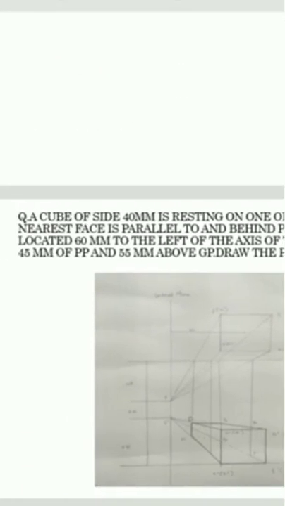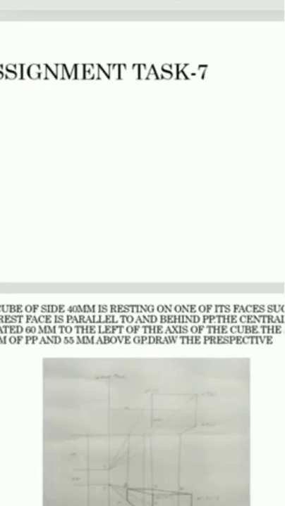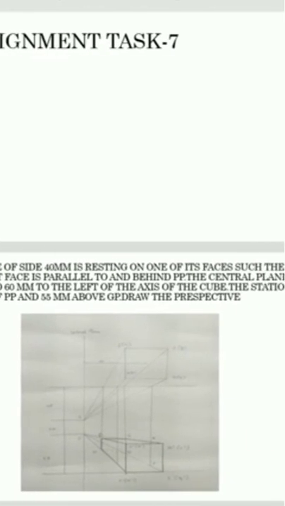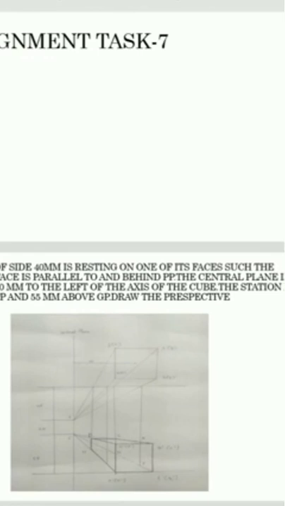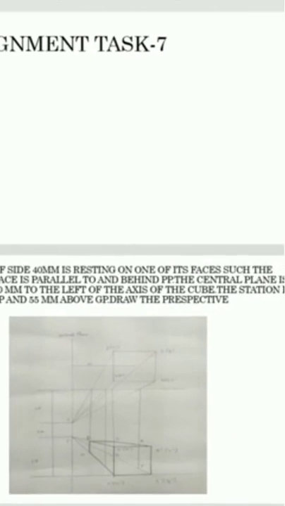The cube of side 40 mm is resting on one of its faces, such that the nearest face is parallel to and behind PP. The central plane is located 60 mm to the left of the axis of the cube. Just they gave that the cube of side 40 mm is resting on one of its faces, such that its nearest face is parallel to PP, and the central plane is located 60 mm to the left of the axis of the cube.